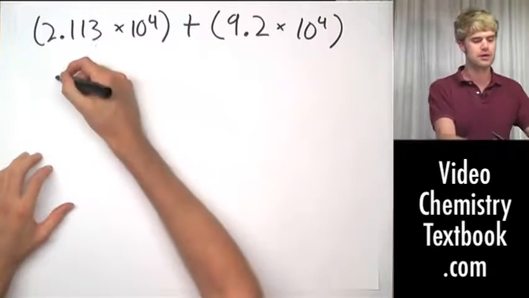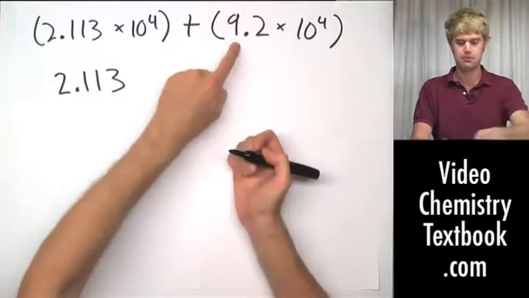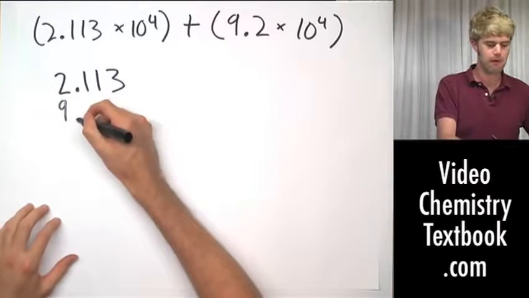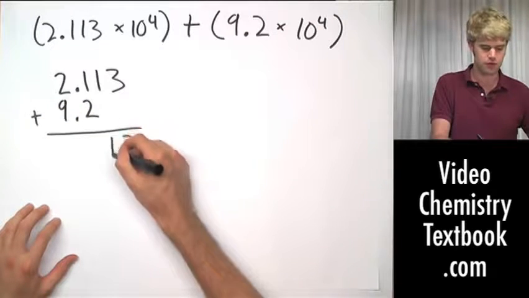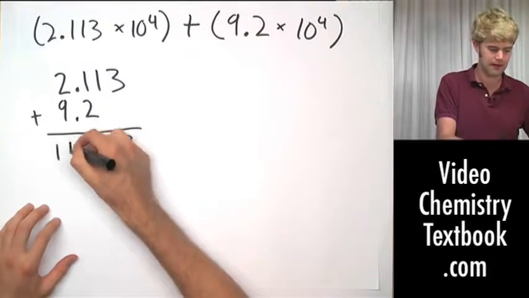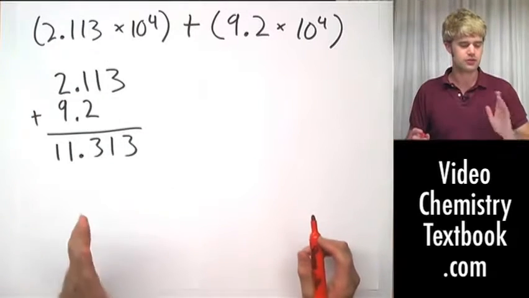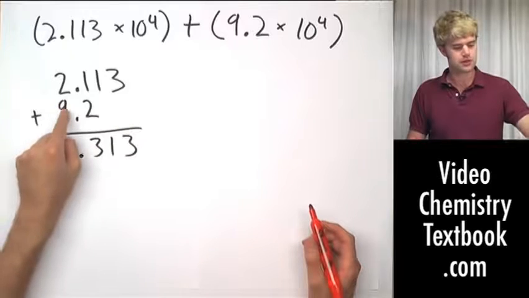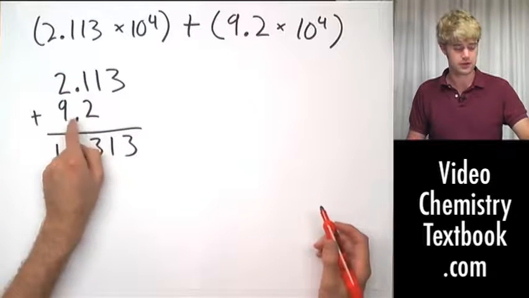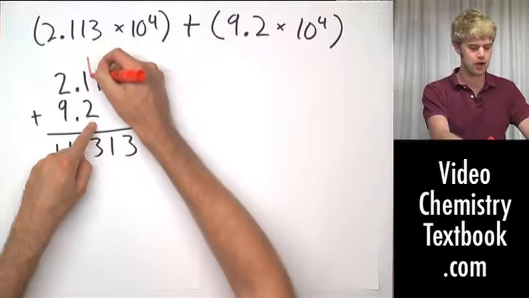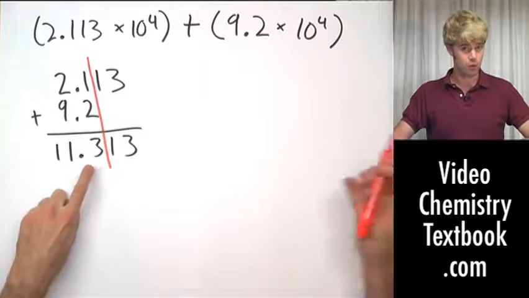The first thing I'm going to do is 2.113 plus 9.2. Okay? I'm going to add this up. Do the math. 3, 1, 3, 11. Okay. Remember, the rules for addition and subtraction with significant figures are somewhat different. I find which of these numbers here has the fewest places after the decimal. It's here. It's the 9.2, which means that I draw a line right next to this, and this shows me where I'm going to round.